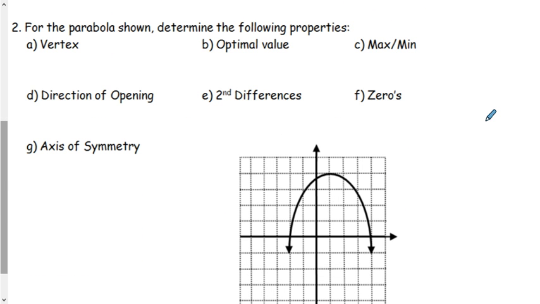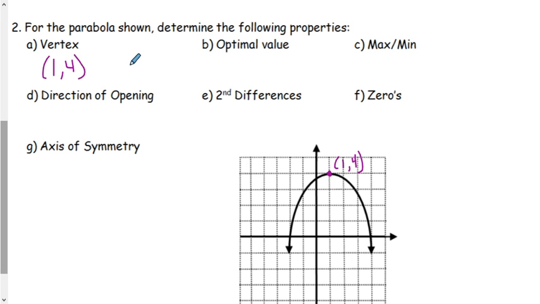For the parabola shown, determine the following properties: the vertex, the optimal value, the max-min, direction of opening, second differences, zeros, and axis of symmetry. In your assignment, you'll have done similar things with this. So here we go. With our vertex, we can just spot it. It's right here. By the way, you should pause the video, see how much of this you can do, and then come back and check out my answers. So that's at a point of 1, 4 on our grid. So our vertex is at 1, 4.